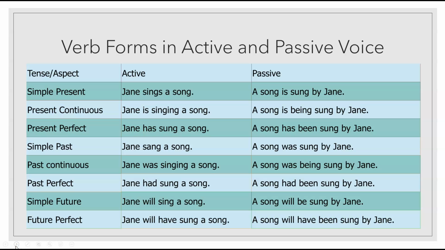Now, to give you an idea of what this looks like, I have put this chart in here, and feel free to copy it down just so you have it as an example. Verb forms in active and passive voice. So simple present, Jane sings a song. If we're going to change this to passive, you say a song is sung by Jane. So we have to change not only the form of the verb, but we have to add this helping verb in here. Notice all of these have helping verbs.